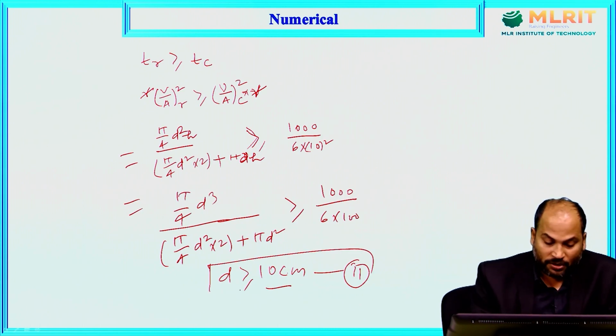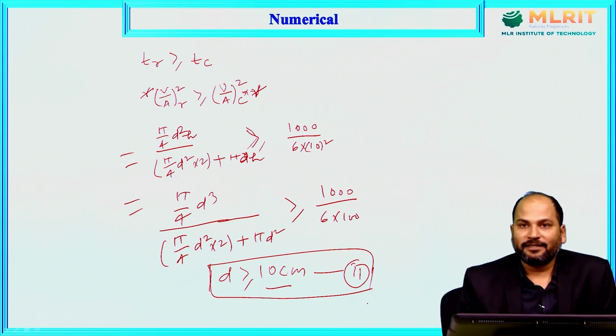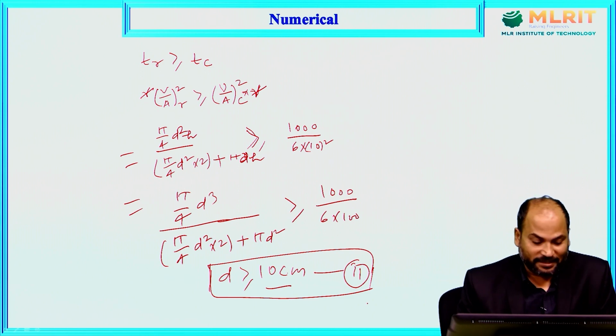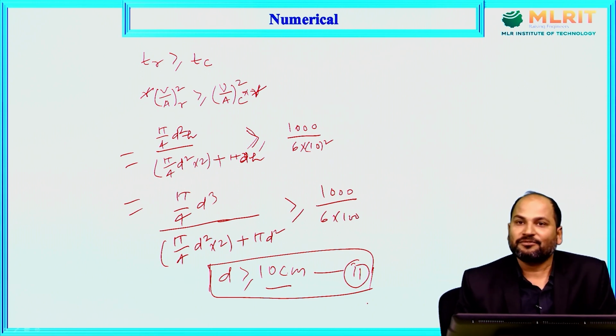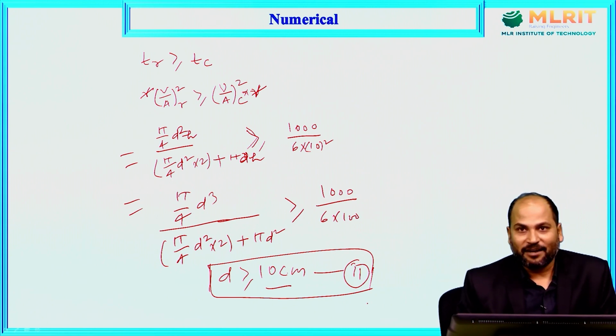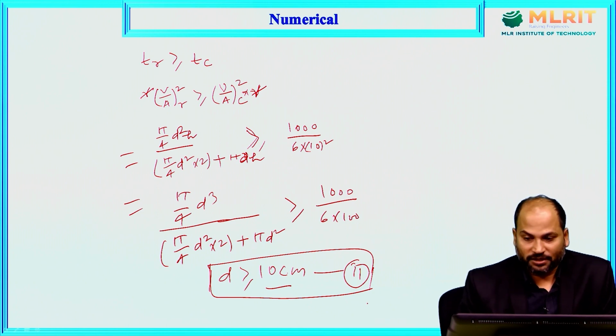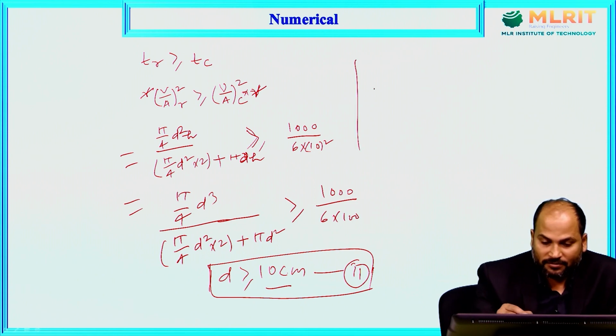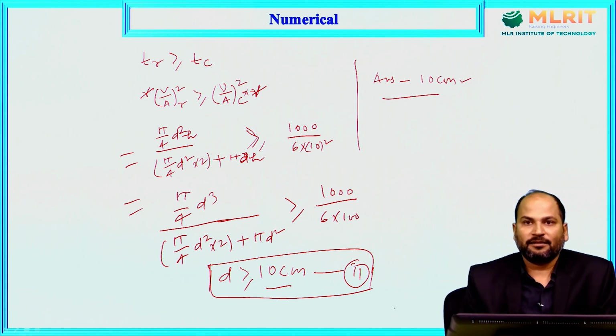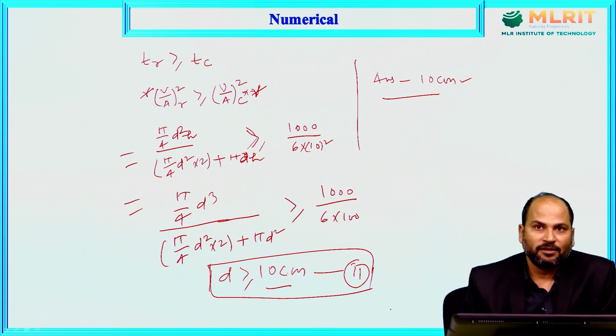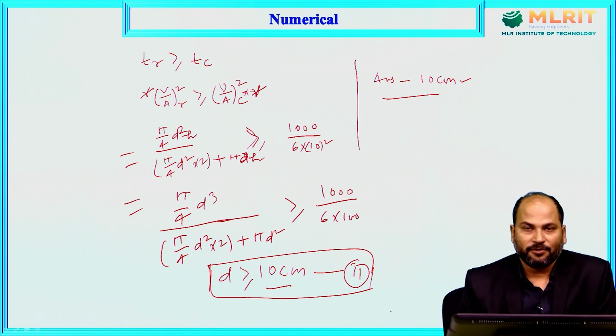From the first condition we are getting that the diameter should be greater than or equal to 6.6 centimeter, and from the second condition we are getting that the diameter should be greater than or equal to 10 centimeters. What will the answer be? The answer will be 10 centimeter. That is the minimum diameter required for the riser, and that is the value which satisfies both conditions. So the answer of this question will be 10 centimeter. We will stop the lecture here, and in the next section we will come up with solidification in casting. Thank you.